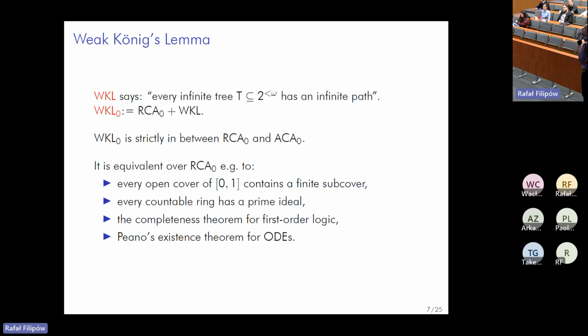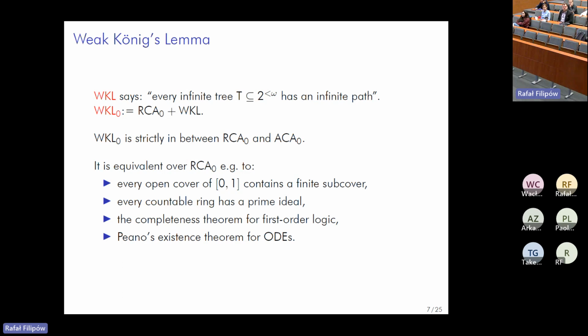So here's the main character in this story today. This is an axiom in between RC0 and AC0, known as weak König's lemma. So König's lemma says that every infinite finitely branching tree has an infinite path. Weak König's lemma restricts that to trees that are syntactically binary, where you have very tight control over the finite branching. So every tree in the Cantor space has an infinite path.